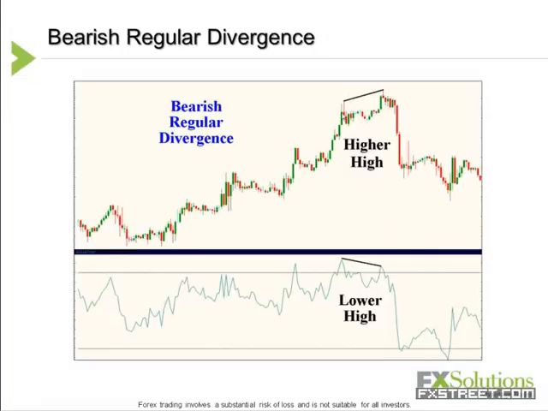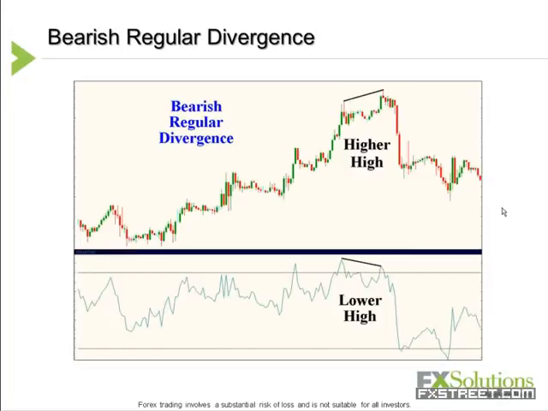Now, what is this telling you? This is telling you that although price is making a higher high, the measured momentum is showing a loss of upside momentum by showing this lower high. At that point, that's a warning or a potential confirmation of a loss of upside momentum and a potential reversal to the downside in this case. That's why it's called bearish regular divergence, okay? So hopefully you all understand that.